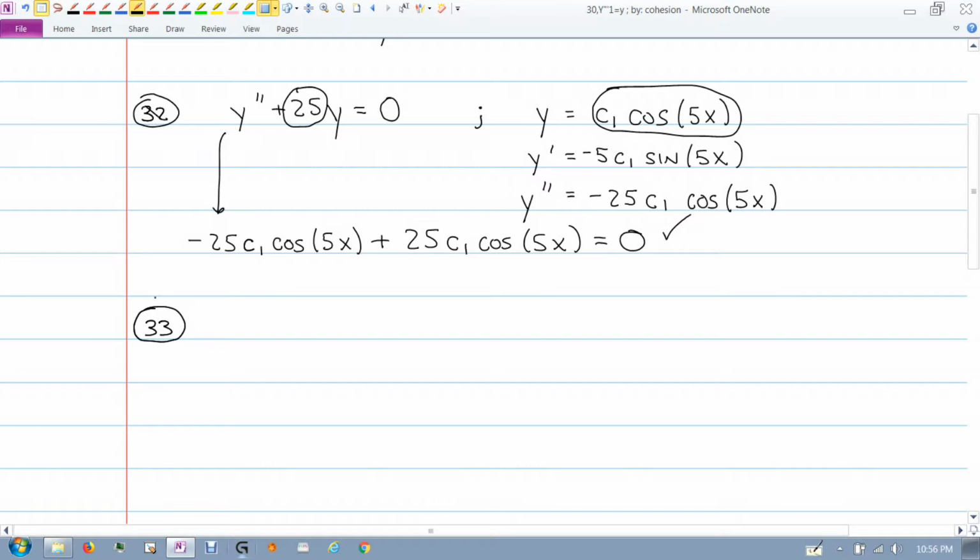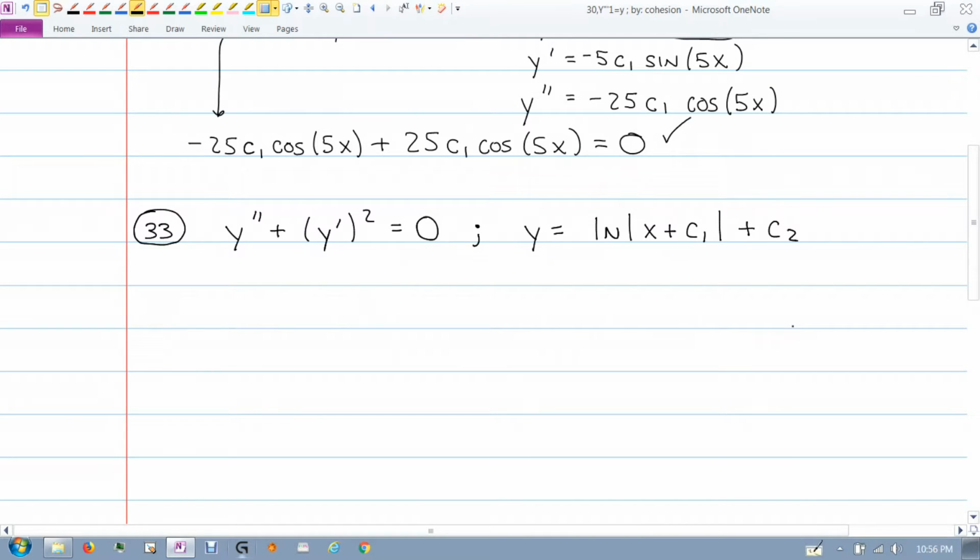Sure is better than number 27. 33, y double prime plus y prime squared. So we've got a nonlinear differential equation here, second order. And we're given y is equal to the natural log, the absolute value of x plus c sub 1, and then plus c sub 2.